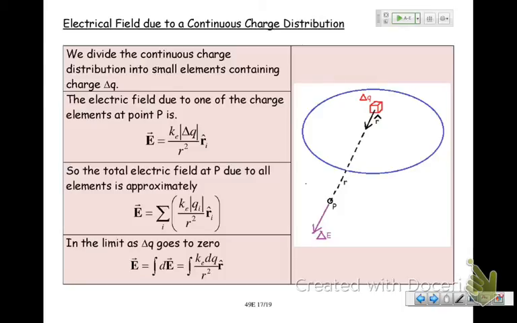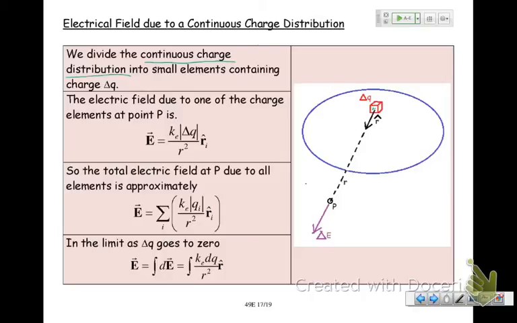So let's go from having a whole bunch of discrete charges to having a cloud of charge. So we say, well, look, we divide a continuous charge distribution, that's a cloud of charge, into small elements, these little small cubes of charge. And for each one, we're going to cause an electric field, a little bit of electric field. So we'll call it delta E. And for each one, the equation is going to be the same. It's going to be KE, the charge, over R squared.